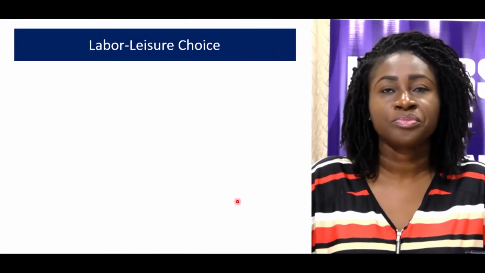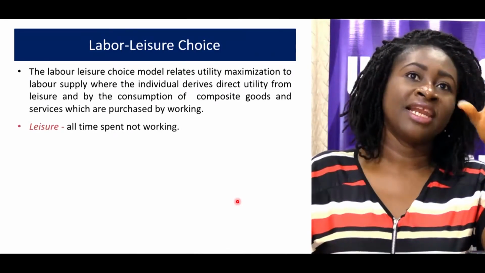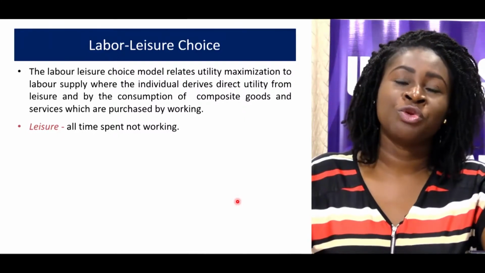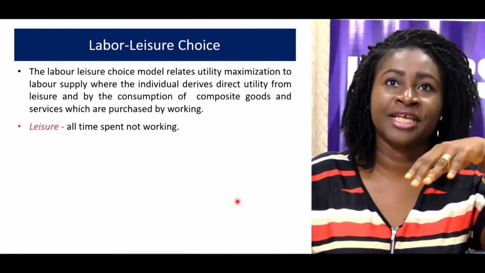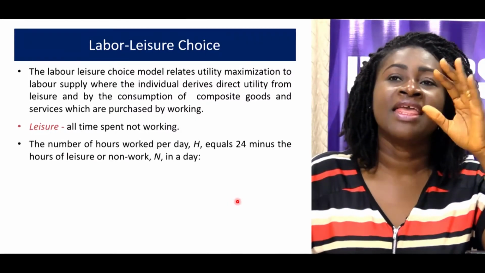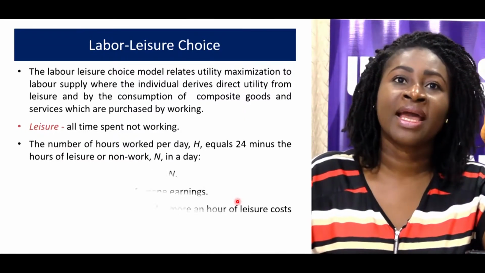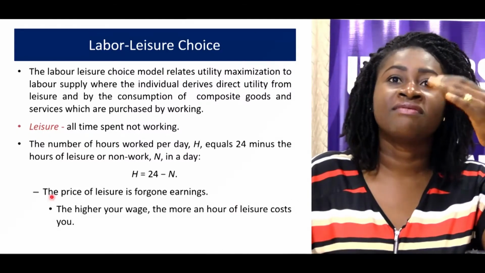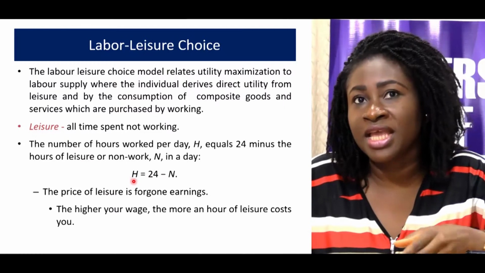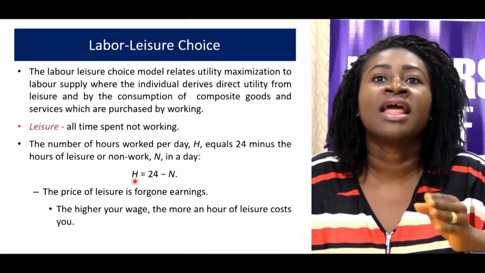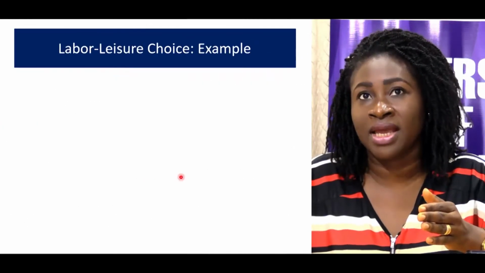So closely related to this, we look at the labor leisure model. And here we assume that people use their time for two main things, which is to work or to leisure, right? Where work involves all activities that pay money and leisure are all non-work activities. So if the individual has 24 hours, it means that the number of hours of work, which is H, would be what? The 24 hours you have minus the number of hours you are not working, right?